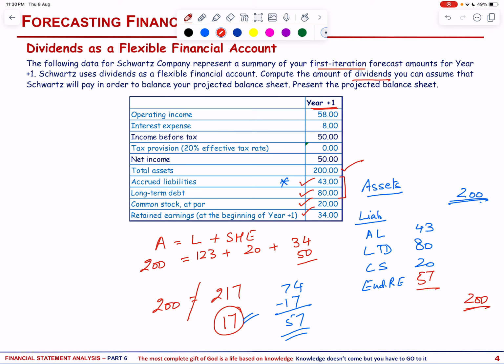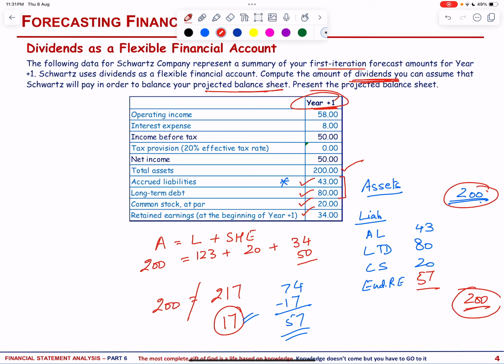This is the amount of dividend the company must pay for their forecasted next year. And obviously now you can see that the projected balance sheet is balanced.